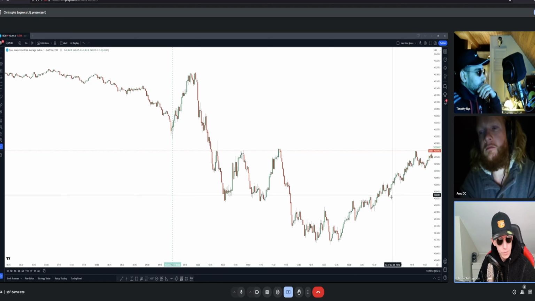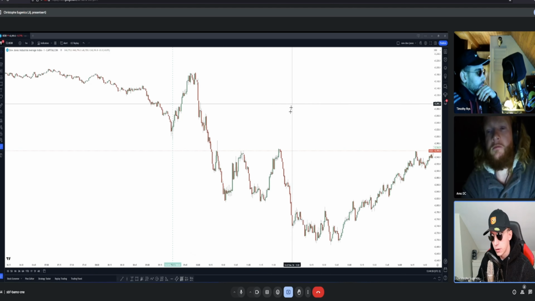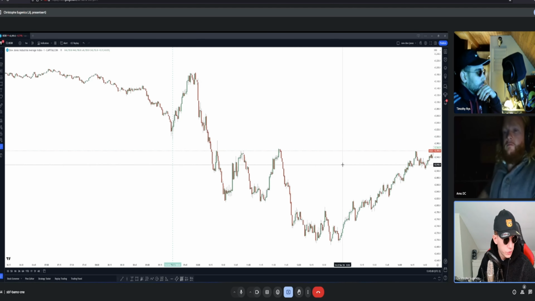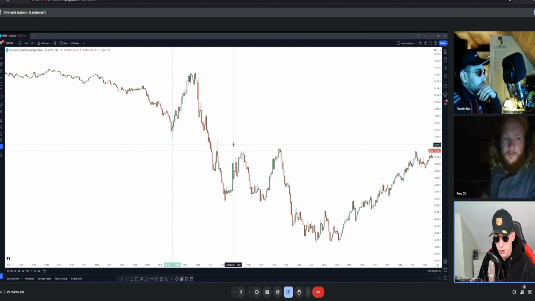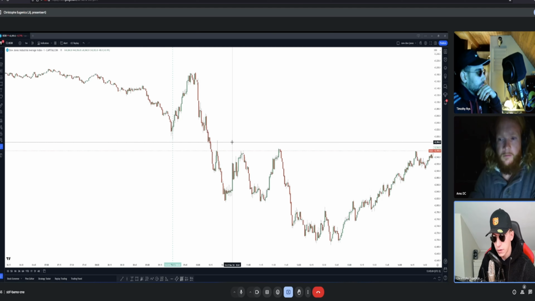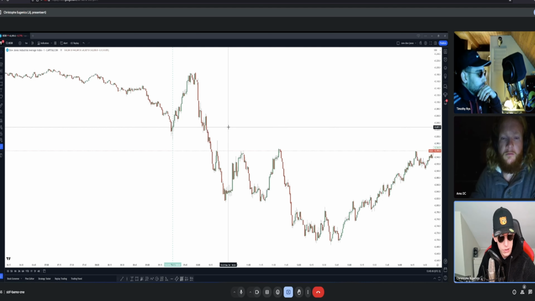So yeah, I want to show you guys a little example of the way that we are trading right now. So we make use of different kinds of market structures, and we also make use of liquidity grabs.